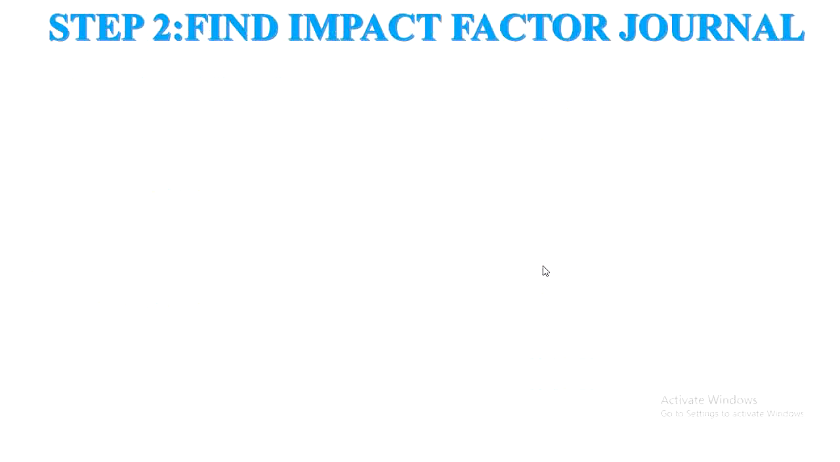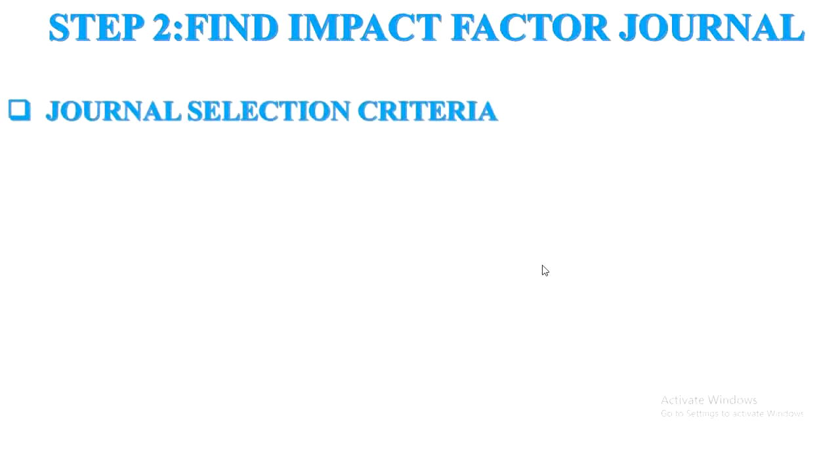Now we'll move to the second step, which is to find an impact factor journal. First I will tell you the journal selection criteria for your research paper. Number 1, it should be related to your major. For example, if you are a finance student, then your journal should be related to finance. If your major is marketing, then you will select a journal related to marketing. If you are a management student, then you will select an impact factor journal related to your management field. The same goes for other fields as well.